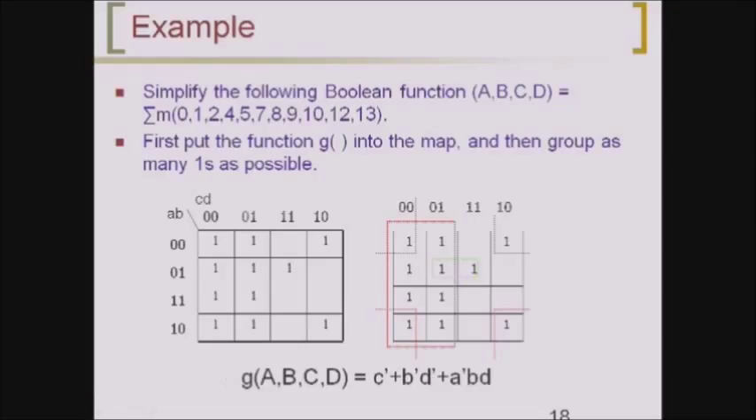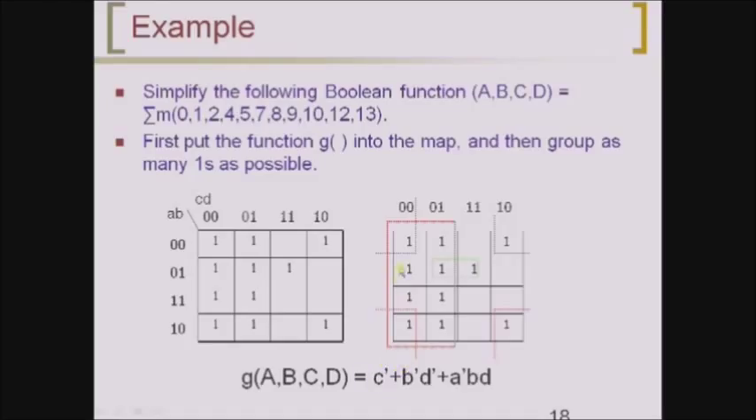And the resultant expression would be this one. For example, if you consider this particular block of size 8, here the values of A and B are continuously changing from 0 to 1. So we have to ignore these variables or literals A and B. And if you consider the other variables C and D, that is column variables, you can observe here the value of C is constant, but it is holding 0, so it is represented as C bar.